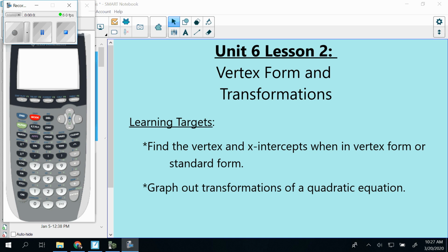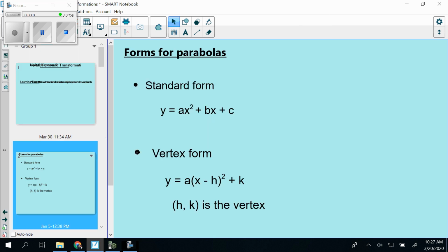All right, in this lesson, we're going to keep looking at parabolas and some things we can find in vertex form. Just a reminder, standard form looks like this, where you've got ax squared plus bx plus c. And then vertex form is the one we looked at in the previous notes, where (h, k) is our vertex here.